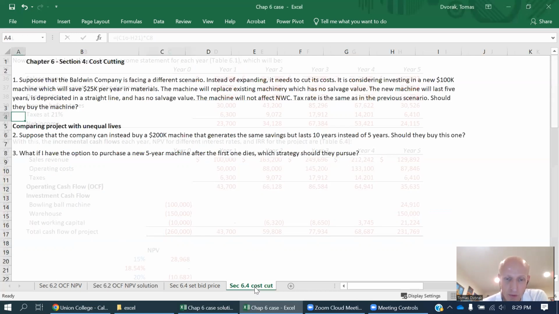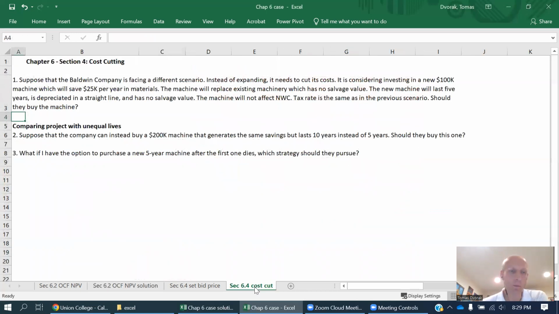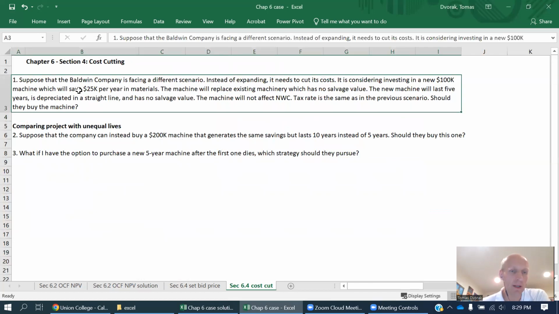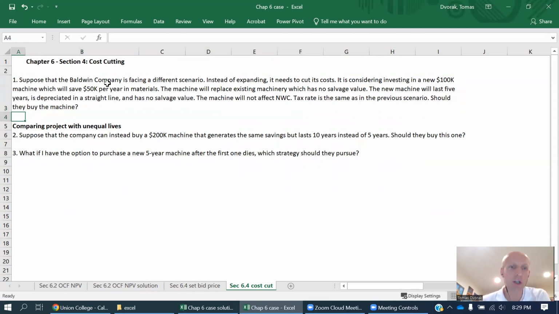It says 6.4 cost cut. So again, we've got the same company facing a different scenario. Instead of expanding, they need to cut costs. They are investing, again, 100K in a new machine, but this machine is going to save, let's actually change that to $50,000 per year in materials.